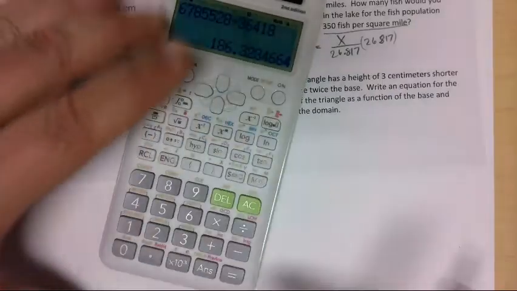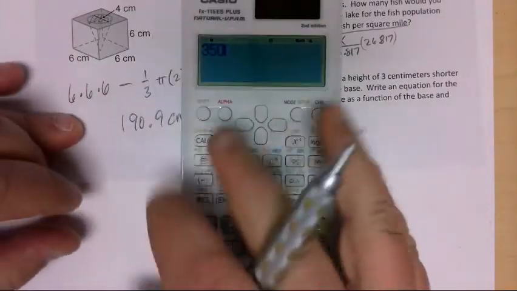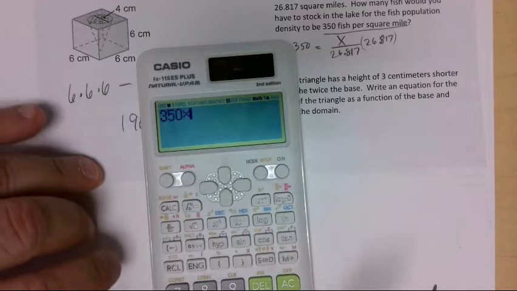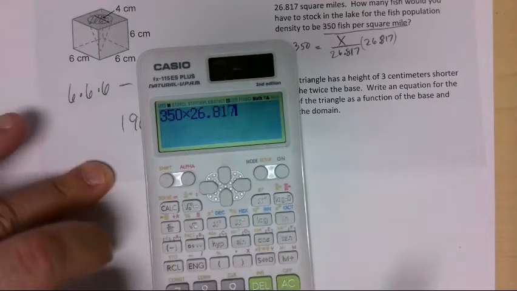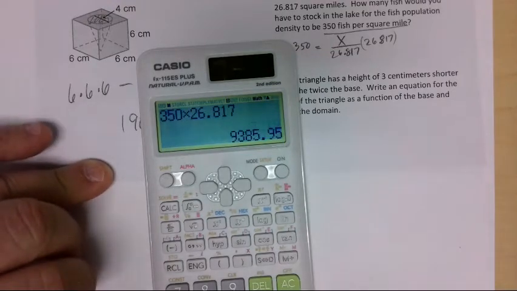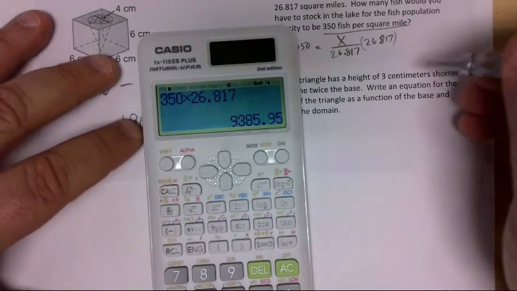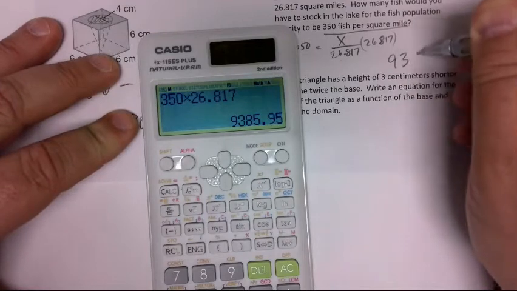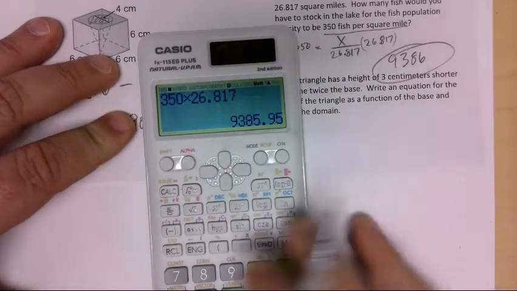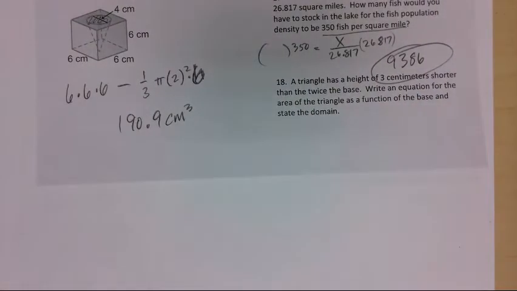So I'm going to multiply that on both sides. So I get 350 times 26.817, and I get 9,385.95 fish, but I can't do a partial fish, so 9,386 fish. That will give me that density.